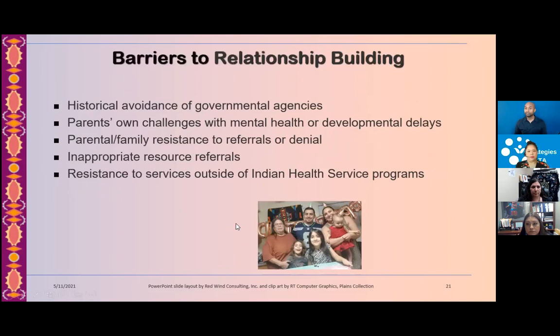So again, just a reminder of that historical avoidance of governmental agencies. We go into this work because we want to help the families. In the Tribal Family Partners Program, we call ourselves partners because we want to walk alongside our families. But we have to come in with all honesty. We are funded by the federal government. We have to collect data for that. And sometimes that's a little scary for them. So we have to take a lot of time to explain that, slow down, and re-explain our agenda with them, that we are trying to walk alongside them.